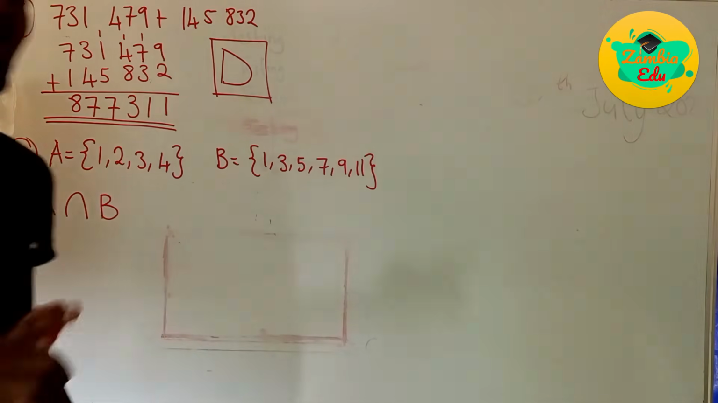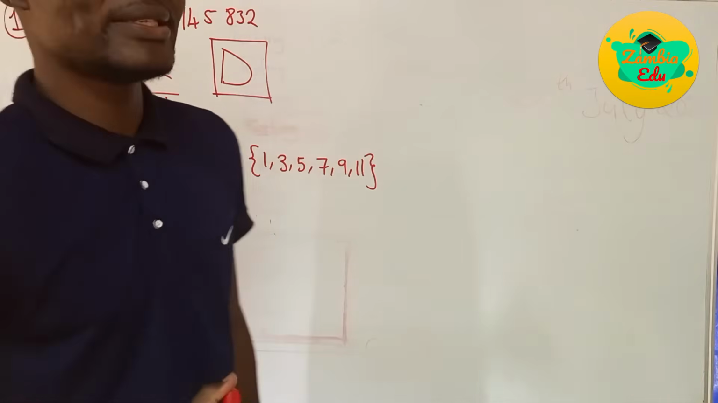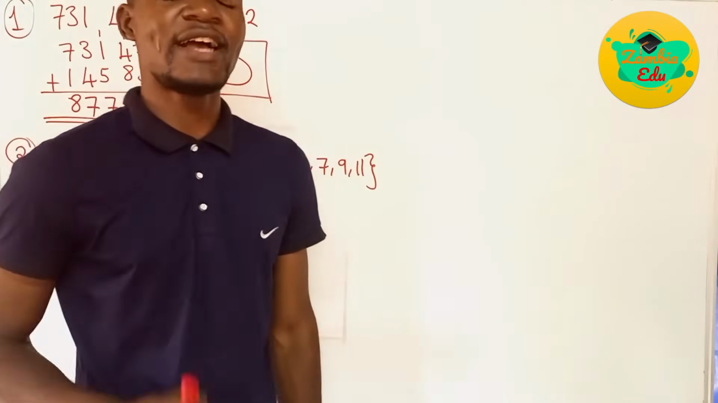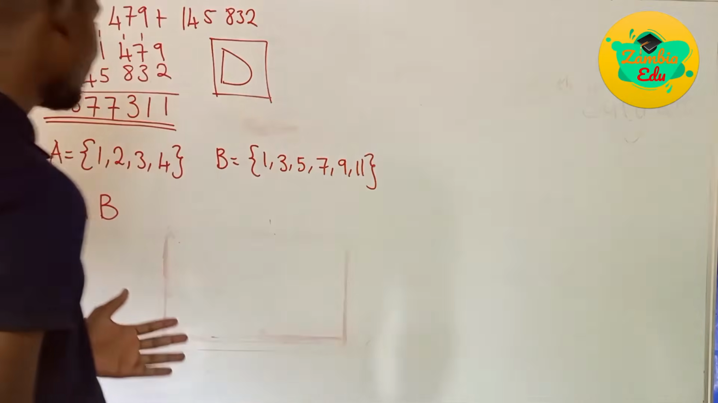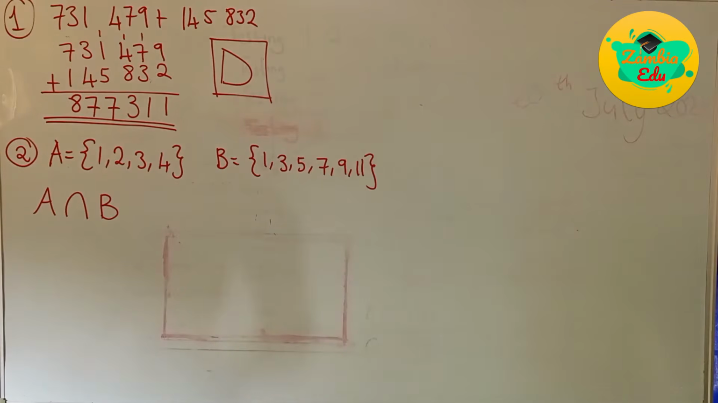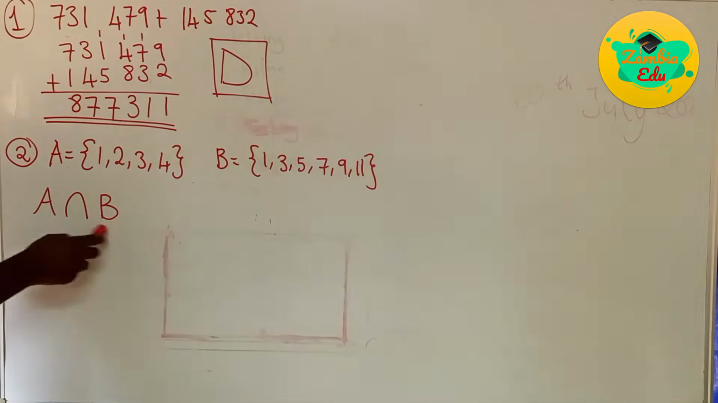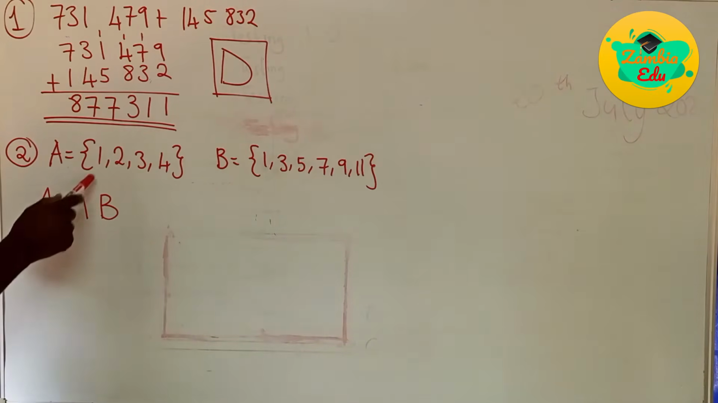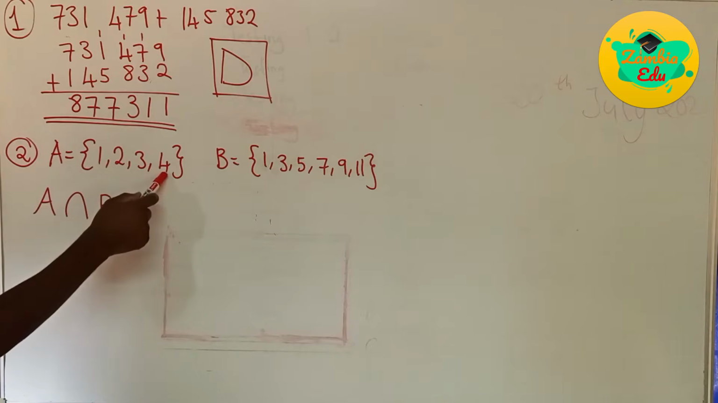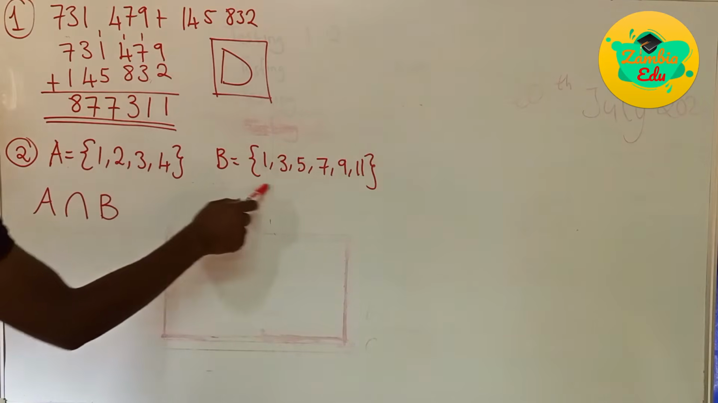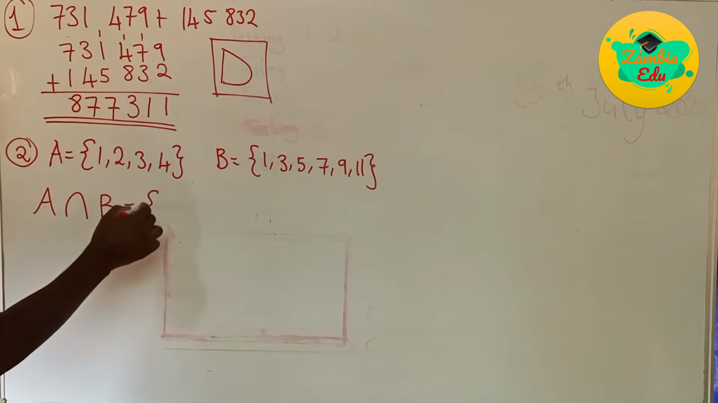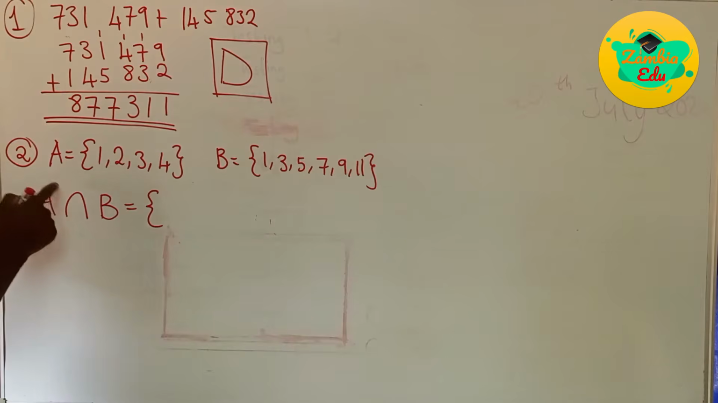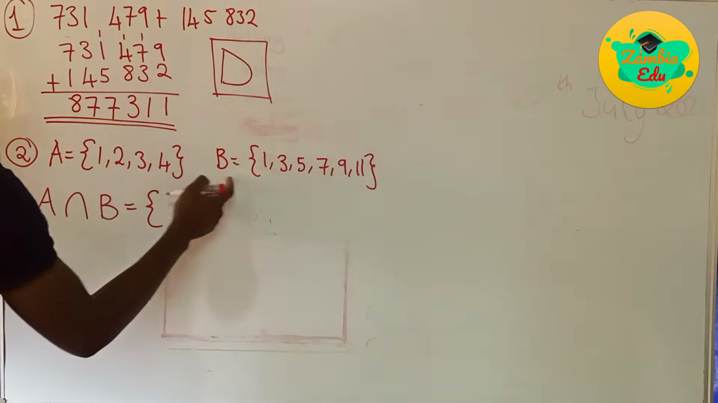One thing that we know about the intersection is that an intersection represents the elements that are in both sets. So in this particular case, if we talk about the intersection of A and B, we're talking about elements which are found in set A and are also found in set B. So we are going to see what A has which is also in set B.